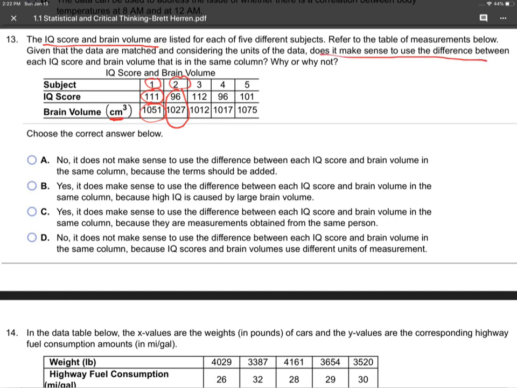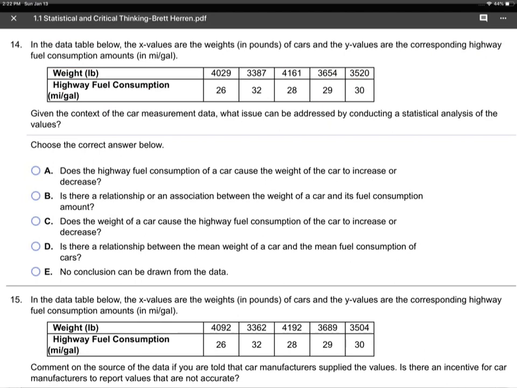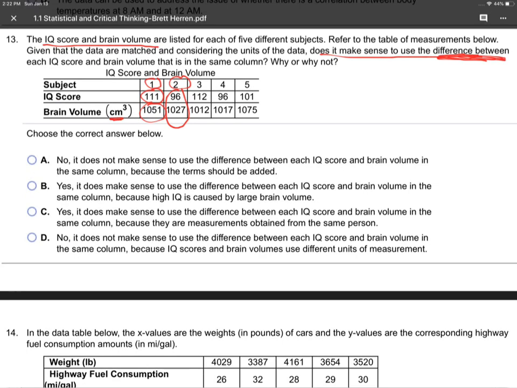So does it make sense to use a difference between them? They're saying, should we subtract those? Would that be a good thing to do? In other words, should I take 101, for this person, subject number 5, and subtract 1075 and get whatever that number is? That would be meaningless. That's what they want you to see. There's no point. Now later there will be things we subtract. They'll be meaningful. But that makes no sense because they're different units. It's like apples and oranges. You know what I mean?